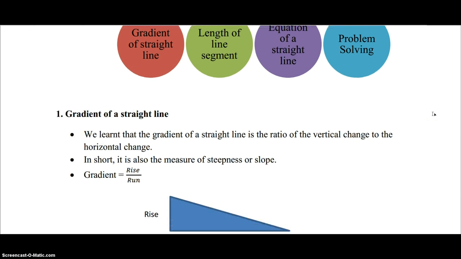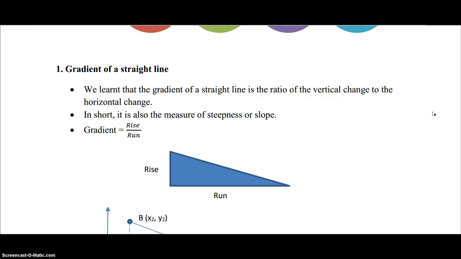Let's go through number 1, the gradient of a straight line. We have actually learned this in our lower secondary maths syllabus, where you learned that the gradient is equivalent to rise over run. The gradient of a straight line is the ratio of the vertical change to the horizontal change. In short, it measures the steepness or the slope. So the higher the gradient, the steeper the slope. What do I mean by that?